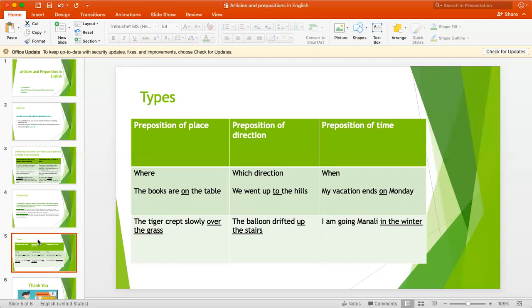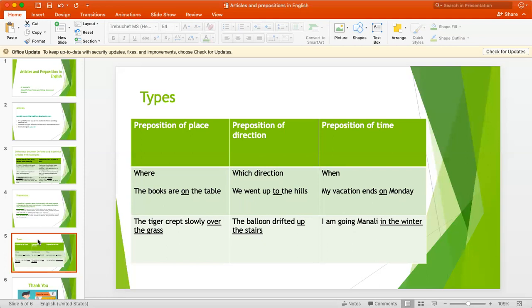All right, using the single and prepositional phrase, let's look at the first, preposition of place. The books are on the table. So it is not inside a cupboard, or under the table, it is on the table. So here it is indicating a place where it is.